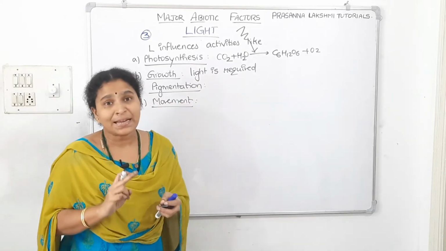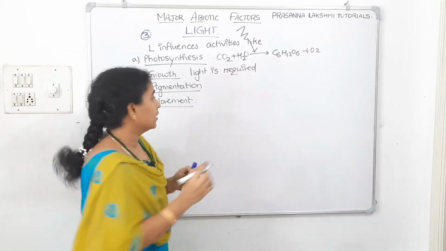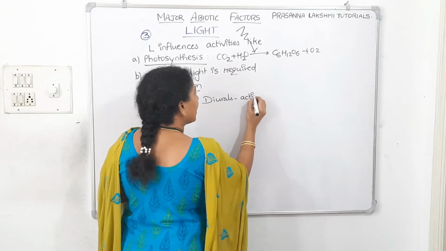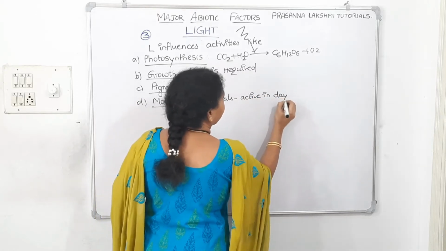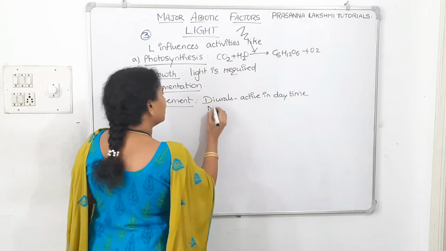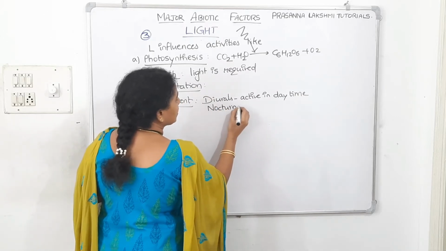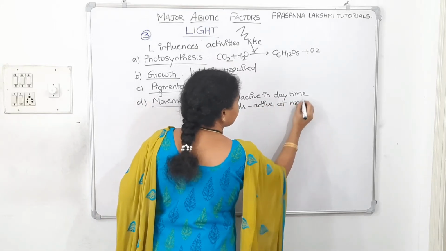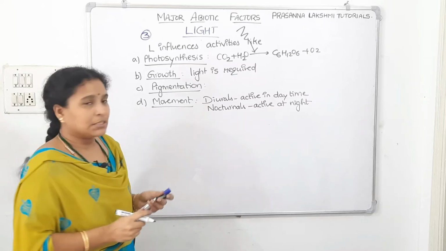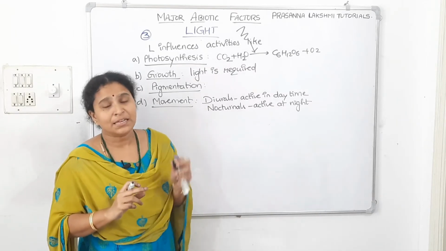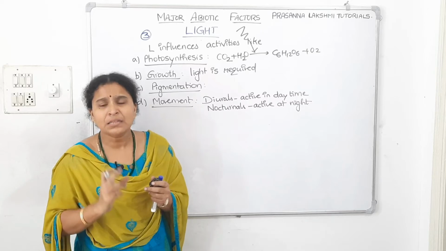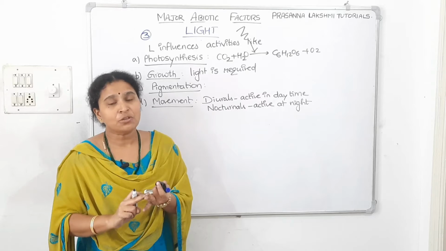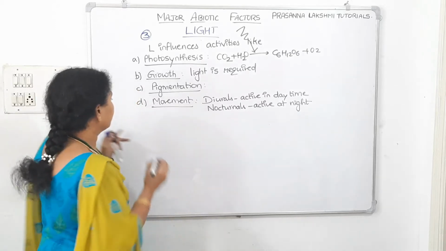The animals which are active in the presence of light are called diurnals. Diurnals means they are active in daytime. And if you go the other way, nocturnals are active at night. Right? So for movement also light is required. And for foraging of the birds and animals also light is required. Foraging means for food, and for reproduction and migratory activities also light is required.